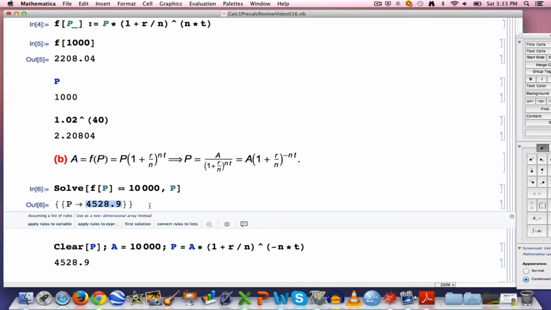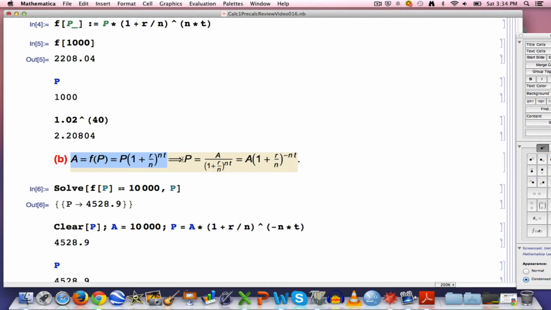All right. What else did we do in the last video? We took this equation and we solved it for p as a function of a, just dividing both sides by 1 plus r over n to the nt power to isolate the p on one side by itself. And we got this equation, which you can write in two ways, either as a fraction or with a 1 plus r over n to a negative nt power. Either way is okay. That's what the negative exponent means.